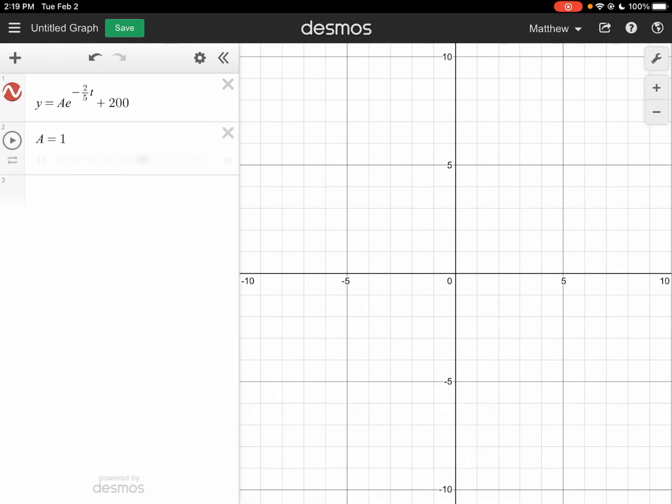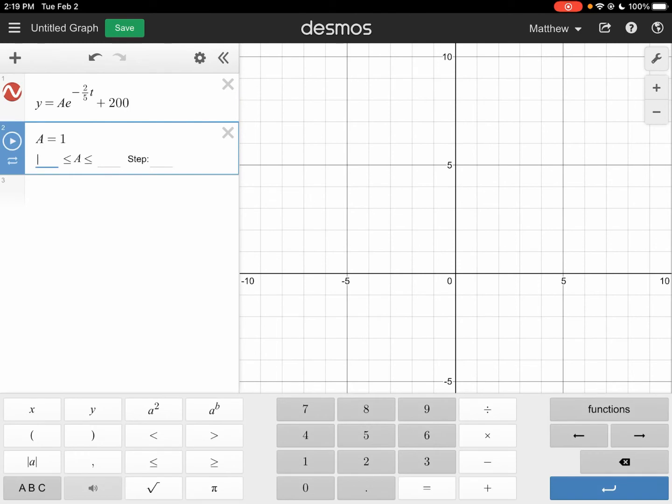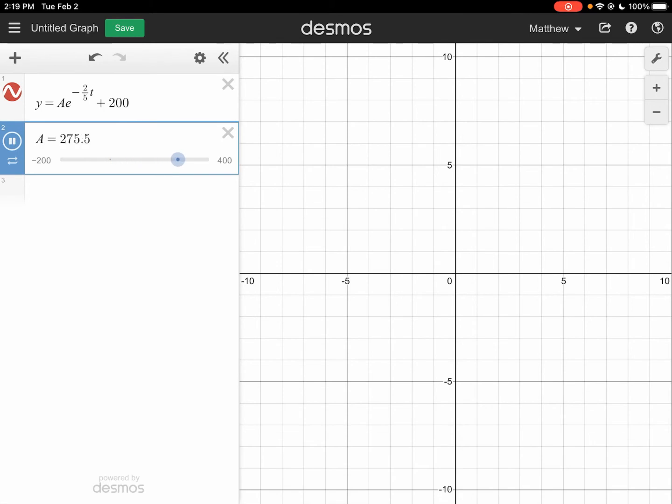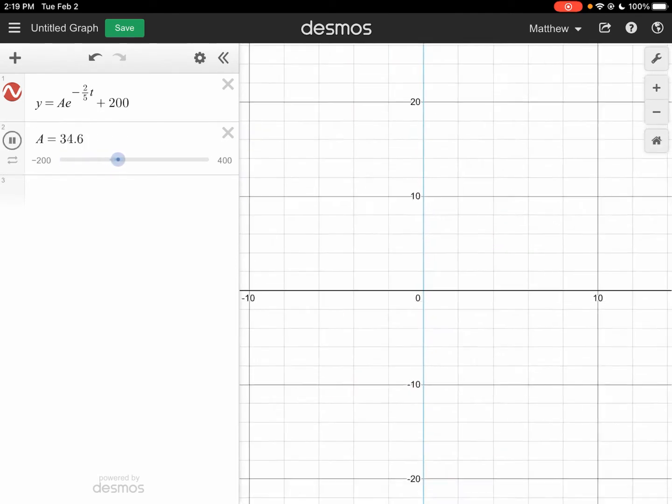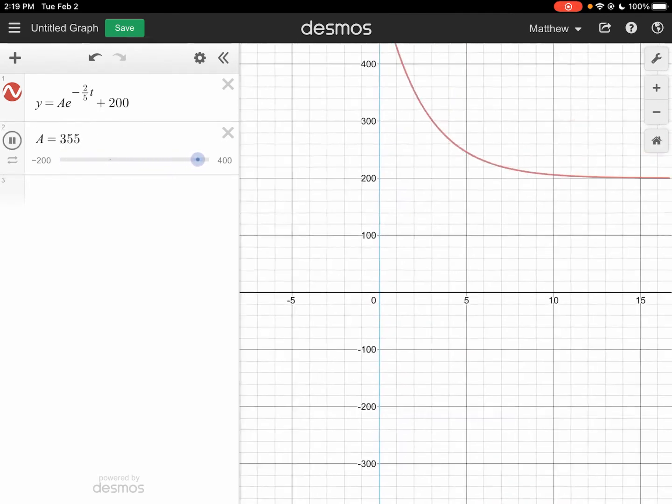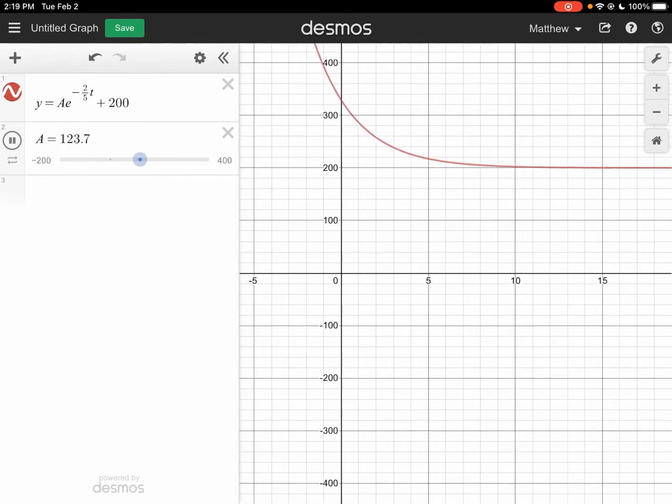I'm going to add a slider for capital A. And then for the slider, let's let it range from negative 200 to 400. And then hit play and see what happens here. Currently I see no image. Oh, now I do. So let's change our scale. I'm going to change our vertical scale until I can get, oh, here we go. Now I'm seeing all the different possible solutions. Notice all of them follow 200 as a limit. We'll talk about that in a moment, why that's the case.